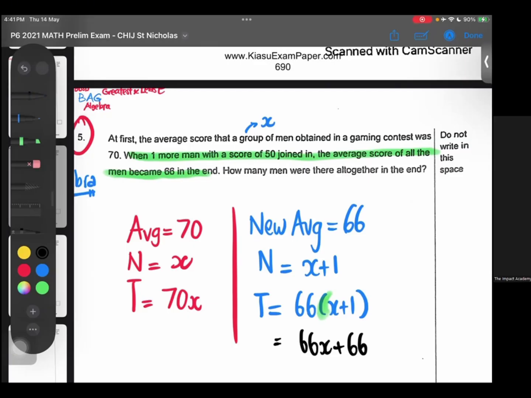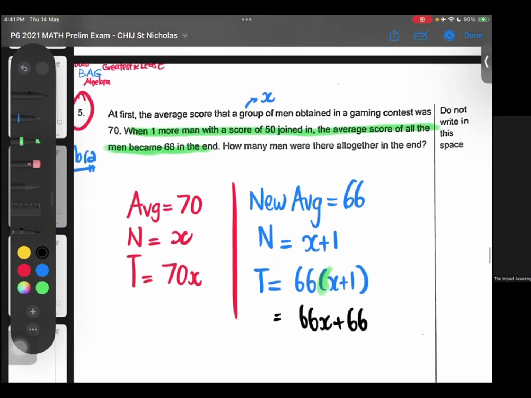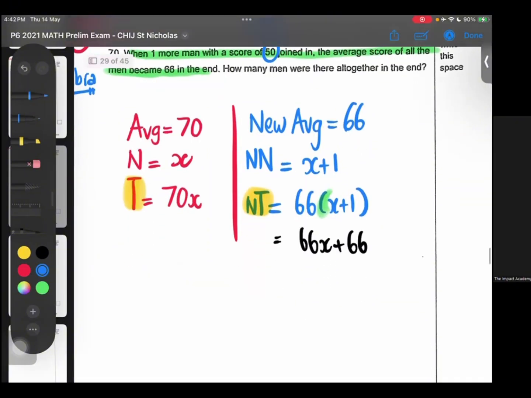Now, from here, I want to ask you a very simple question, okay? What do you think is the difference in the total? Why is there a difference between my total and my new total? Let's call it the new number, new total. Who caused the old total to become the new total? Very good. It is that one man that joined. You agree or disagree? That one man joined and then the new total just gets what? Increase or decrease? We don't know. But one thing for sure I know is that there is a new score of how much? 50. True?